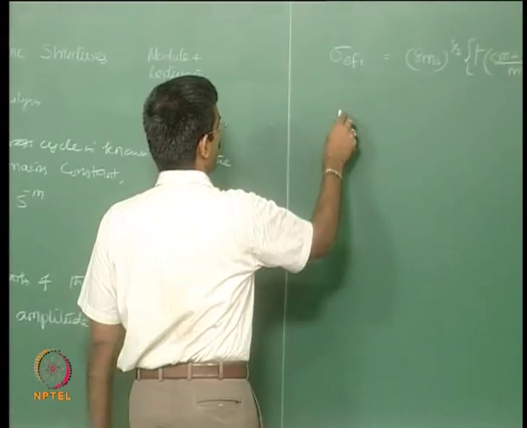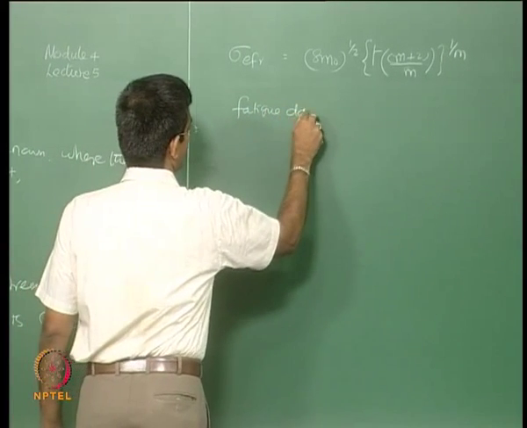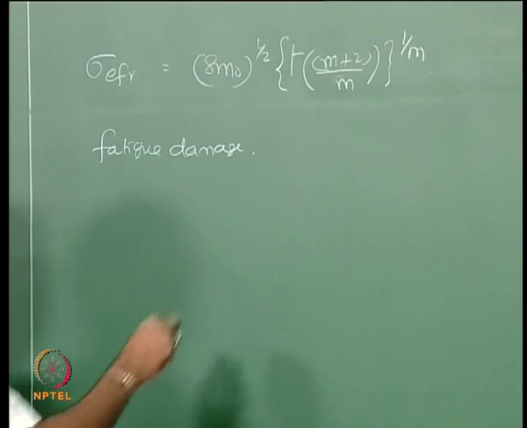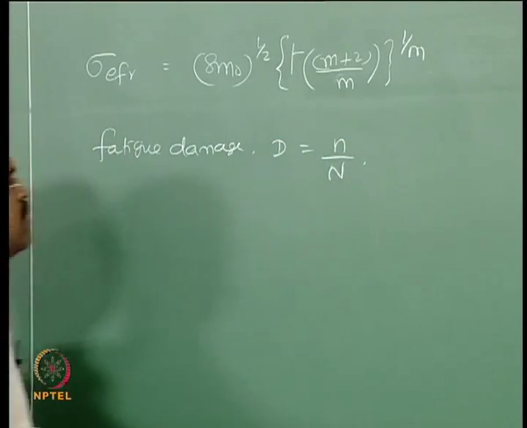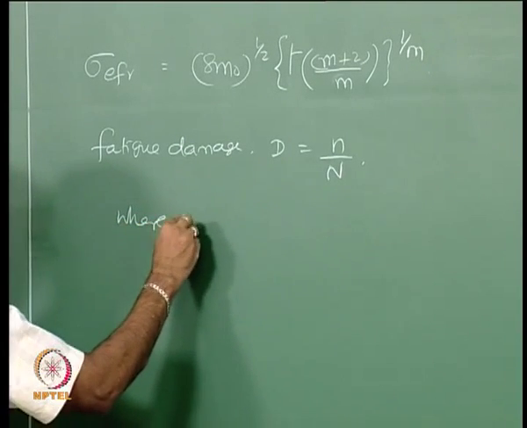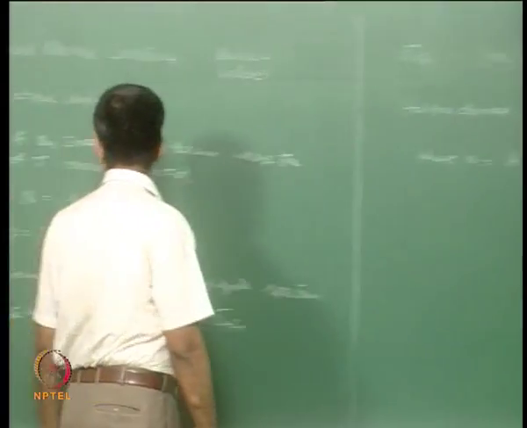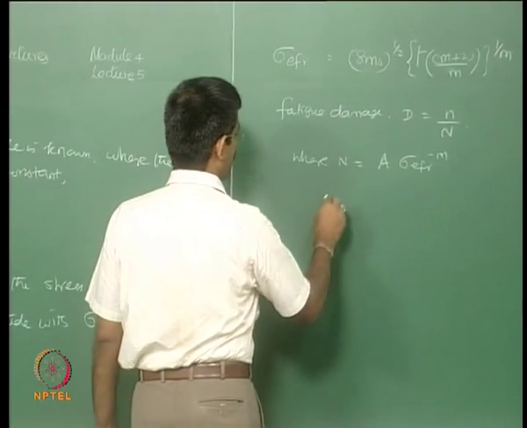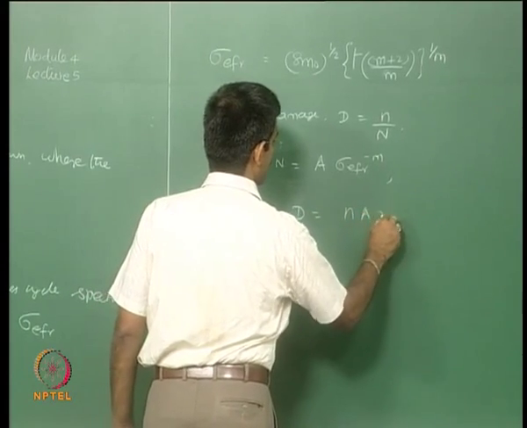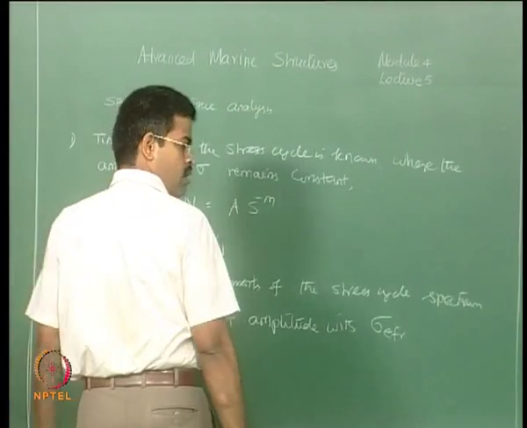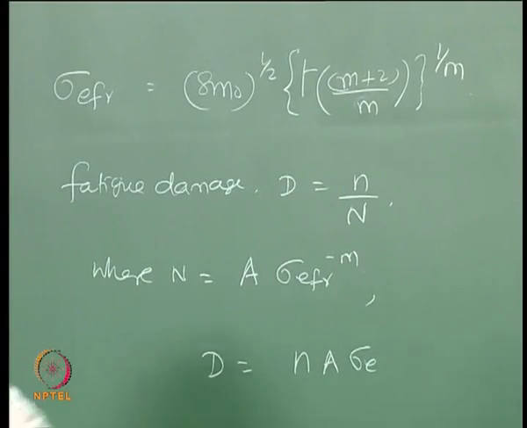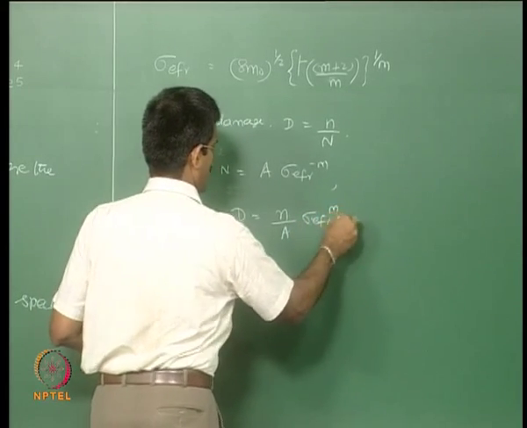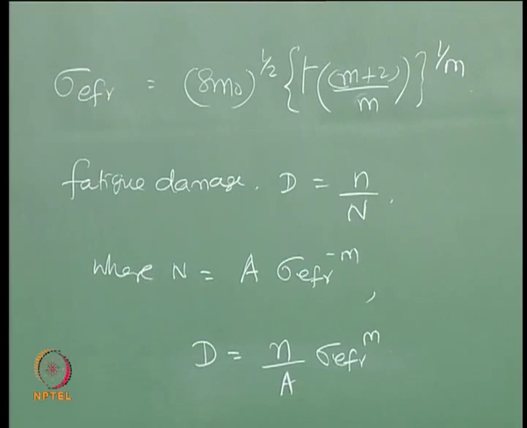Once you know this, again you can find the fatigue damage. D is simply n by N, where in my case now N will be A, instead of S I will use sigma EFR to the power minus m. So, in that case D becomes n by A sigma EFR. This is for all sea states.